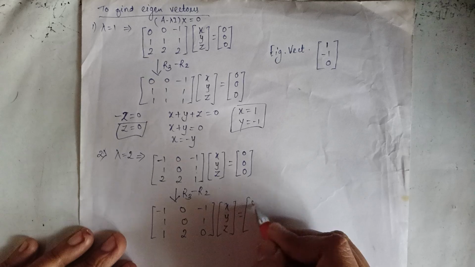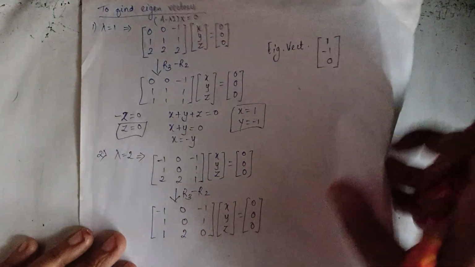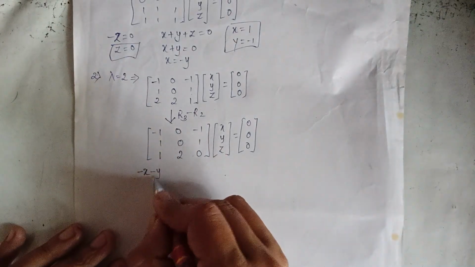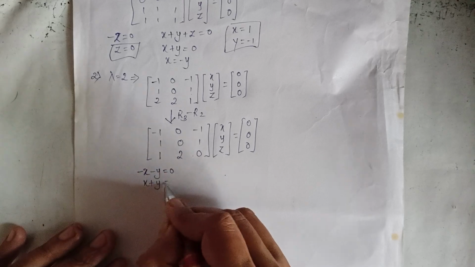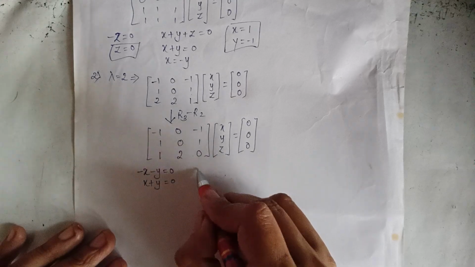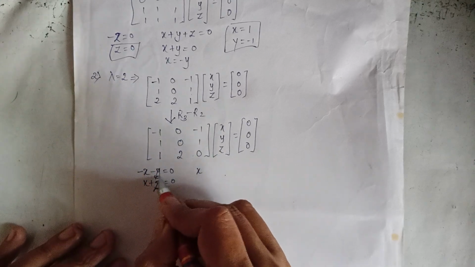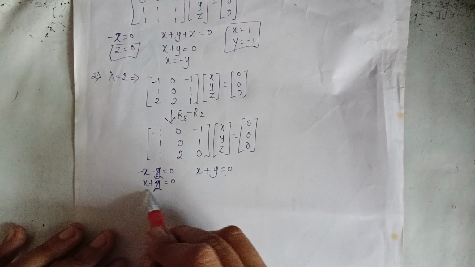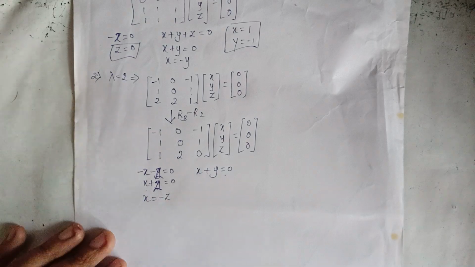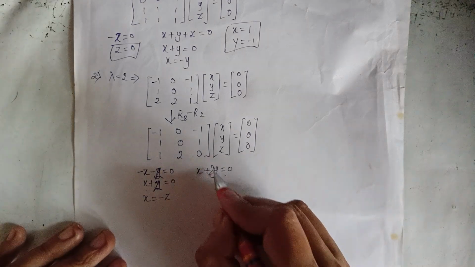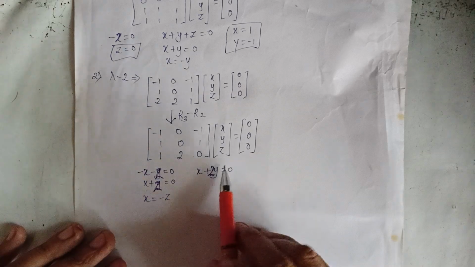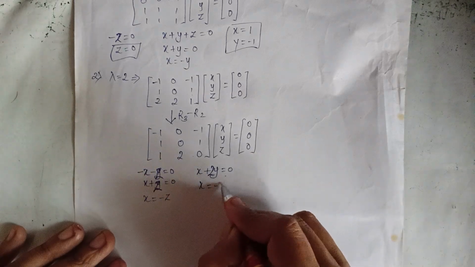Again, taking the equations, let's see what you get. Minus x minus y equal to 0, that is the same as x plus y equal to 0. And the second equation is, sorry, x plus y equal to 0. So from this you know that x is equal to minus z. So we can take this as 2y. You have to look for these values. This comes to x equal to minus 2y.